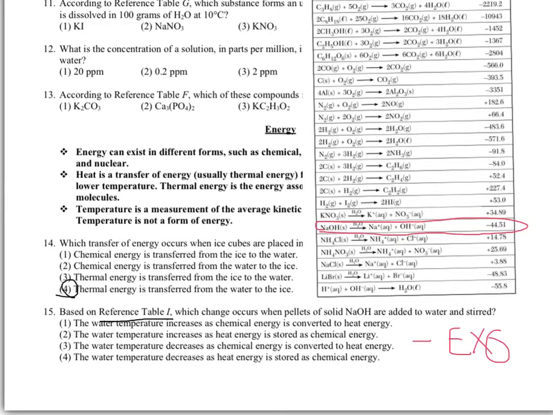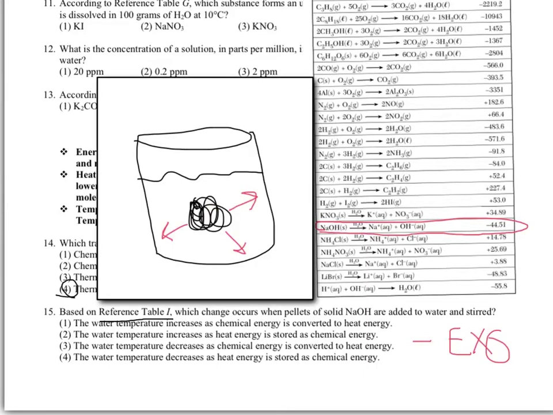So if heat leaves the sodium hydroxide, let's draw a picture. Here we have some sodium hydroxide, and the heat is leaving the sodium hydroxide because it's an exothermic reaction. If heat goes out of the sodium hydroxide, it will go into the water. So the water temperature should increase as chemical energy is converted to heat energy.